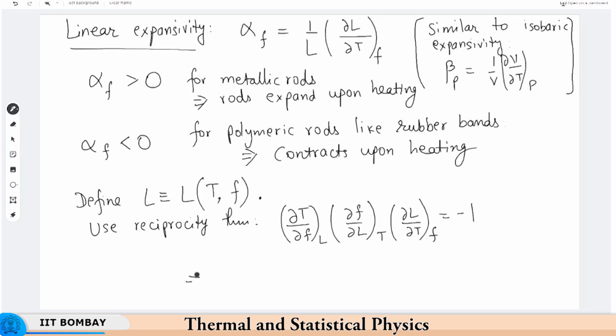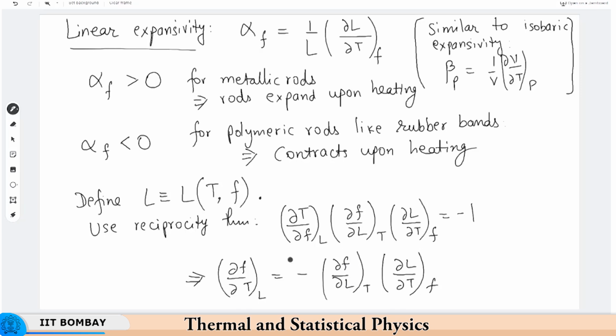Okay. And if I use the reciprocal theorem again, I can write del F by del T at constant L equals negative of del F by del L at constant T times del L by del T at constant F, right. So what I have done is I have just moved this to the other side. So, del F by del T at constant L equals negative of del F by del L at constant T and del L by del T at constant F.